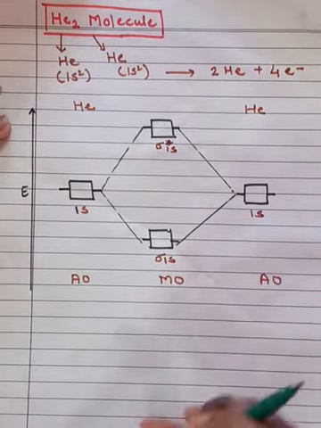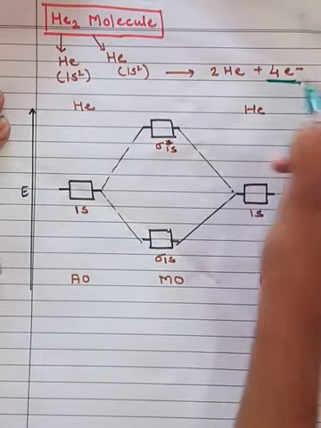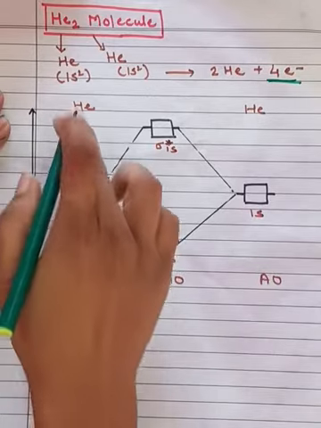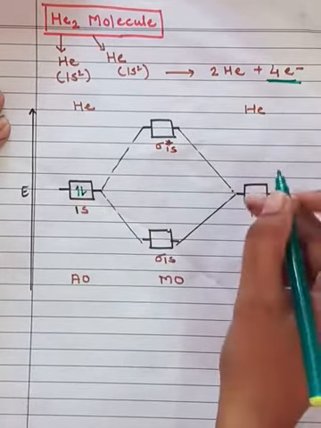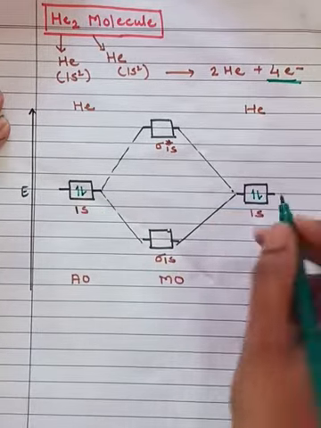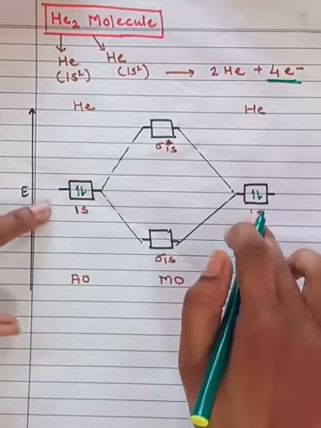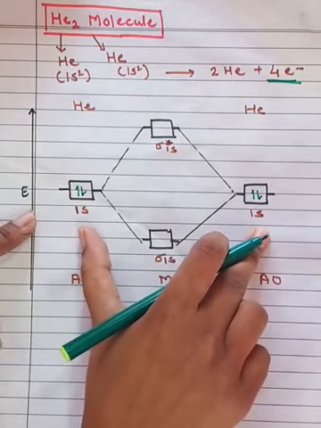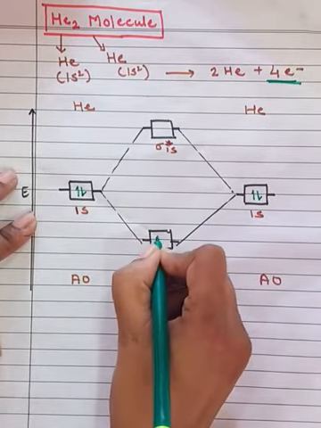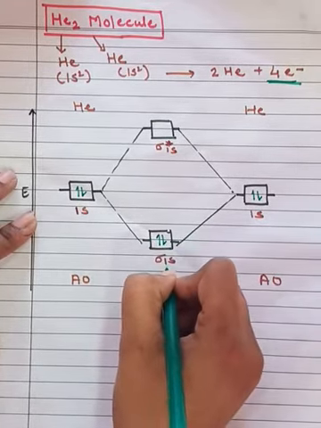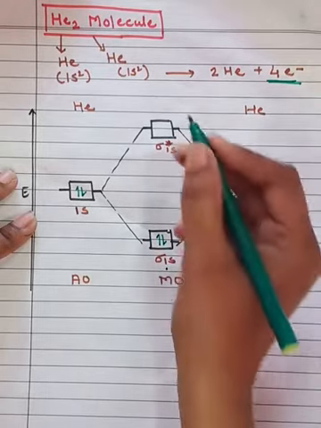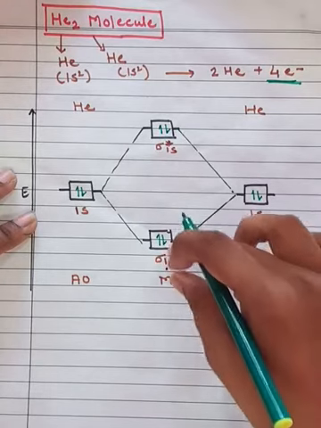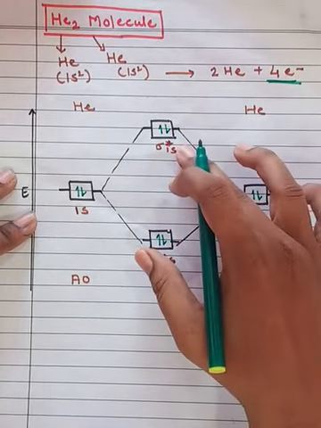Now let us see the filling of electrons. How many electrons are there? There are total 4 electrons. Each helium atom has its own 2 electrons. So this is the first helium atom with 2 electrons, and the second helium atom, again 2 electrons. We have to show the filling of these 4 electrons in the MOs. Out of 4 electrons, 2 electrons first move to the bonding molecular orbital, and the remaining 2 move to the anti-bonding molecular orbital. So 2 are in the bonding and 2 are in the anti-bonding.